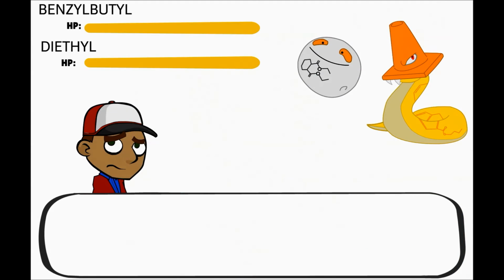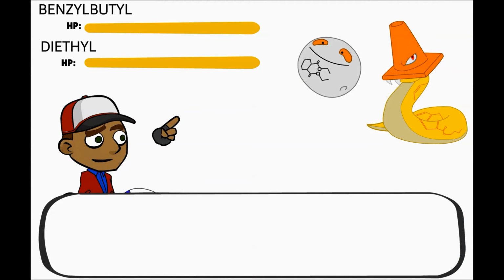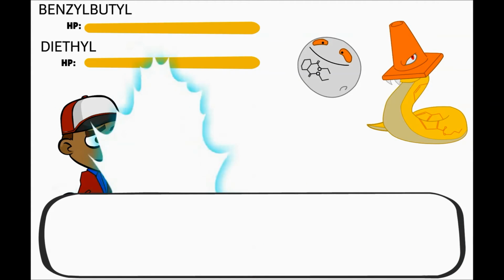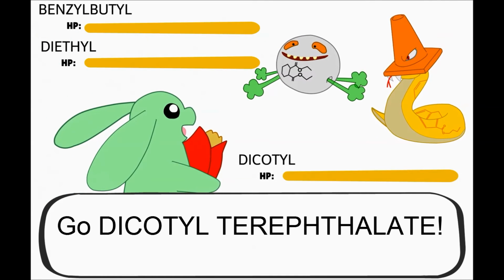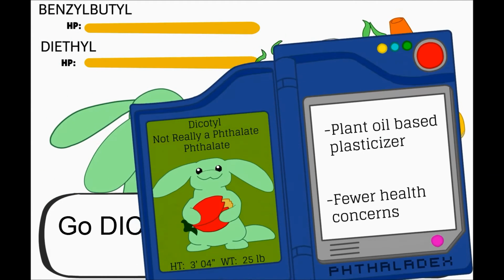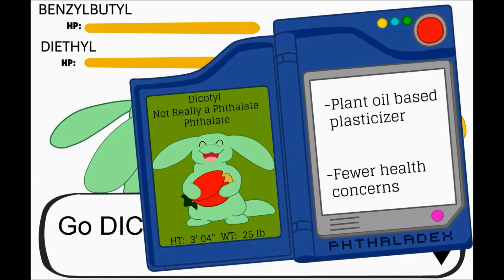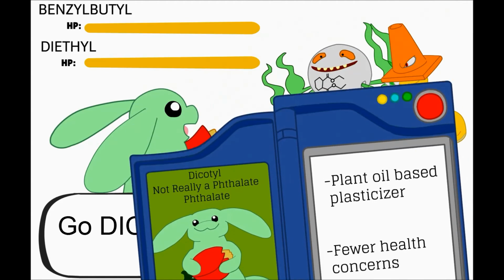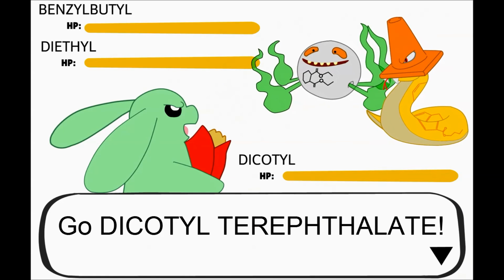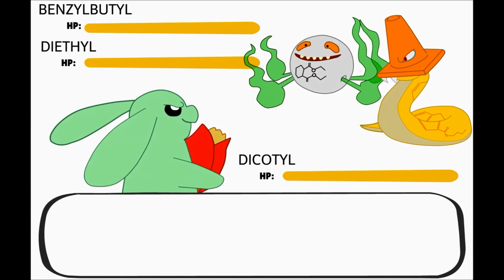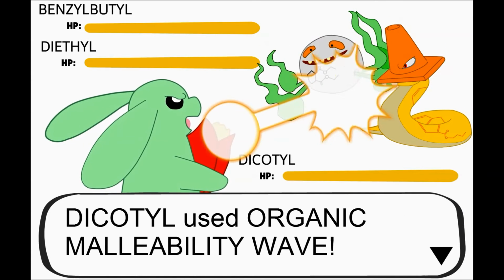Send out a Phthalamon! Right. Dicotyl, I choose you. Ta-da! Wow, you're really lucky. That's dicotyl terephthalate. That Phthalamon uses plant oils instead of synthetic chemicals. It's a natural alternative to other phthalates. And research suggests they don't have the same health concerns. Aw, it's cute. Show 'em, Dicotyl. Dicotyl!